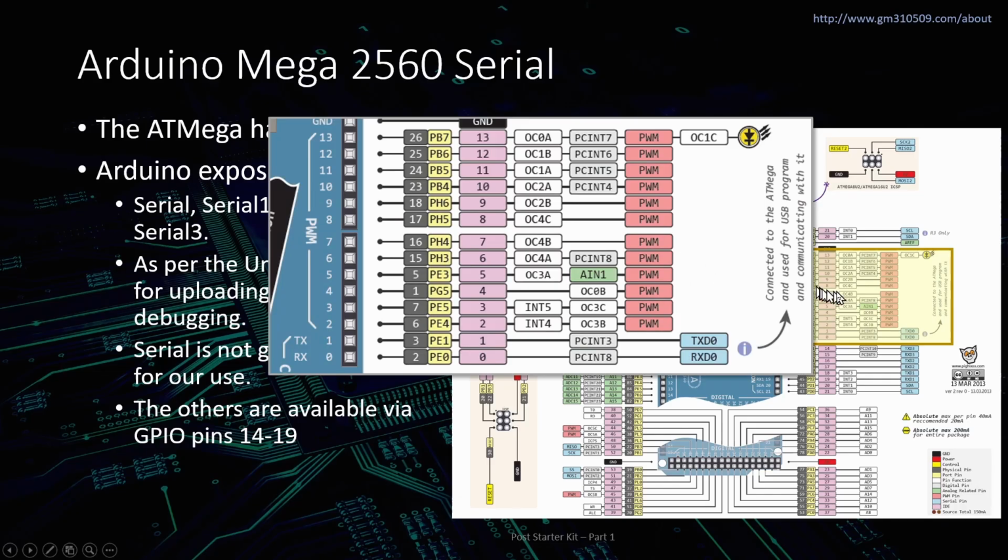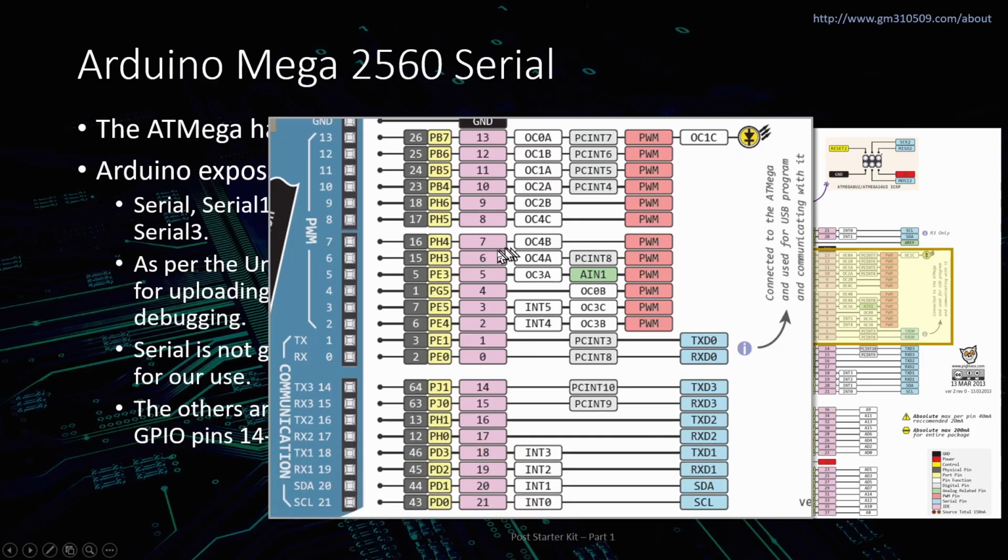If we zoom in on that section, we can see here that pins 0 and 1 are TX and RX, and they're used for connection to the ATmega. Again, it means the 32U4 or whatever coprocessor is on here, and they're generally not available for us to use. If we extend down a little bit further and look at these pins, we can see that there's 3 more pairs. So Serial 1, Serial 2, Serial 3.